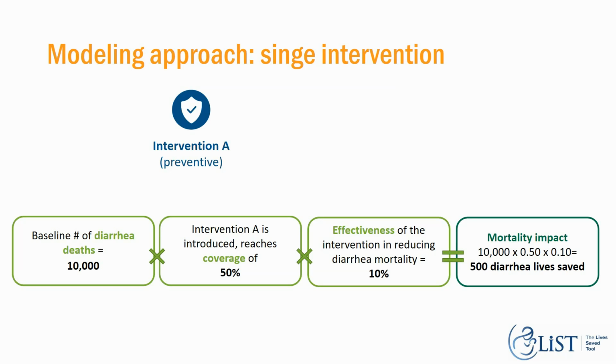So it's fairly straightforward. A note here about affected fraction, if you're wondering what happened to it and where did it go. We assume affected fraction to be 100%, because essentially intervention A could have affected 100% of these diarrhea deaths.